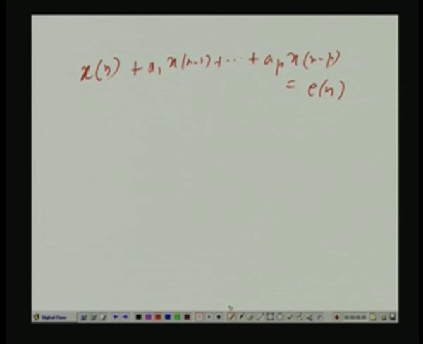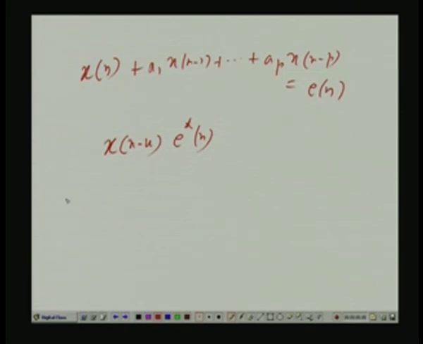We know that e_n is orthogonal, okay, to whom? x[n-1] to x[n-p]. So, what do I do? I make use of the orthogonality. I can write x[n-k] with e star n.